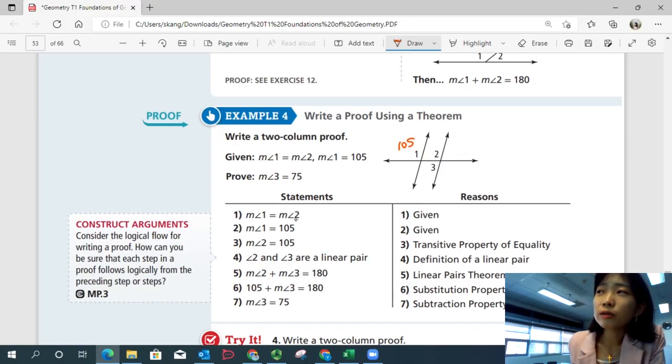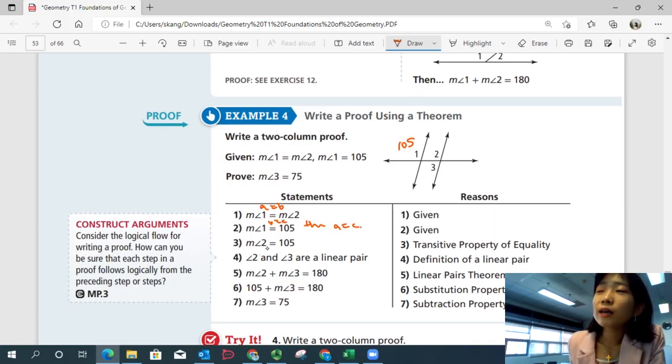So, first we're going to state the given facts. Measure of angle 1 is equal to measure of angle 2, given. Measure of angle 1 is equal to 105, given. And that means measure of angle 2 is 105 as well by transitive property of equality, right? A equals B, B equals C, then A equals C, transitive property.